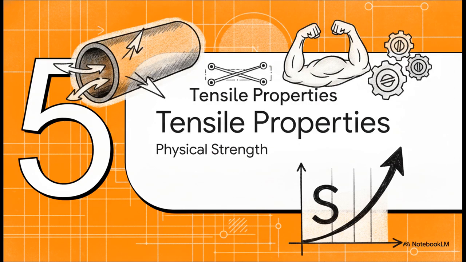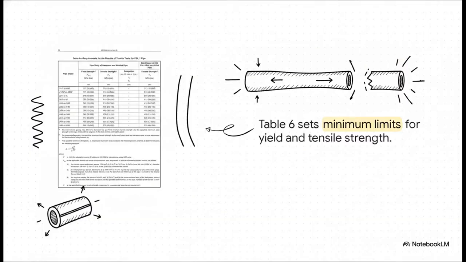Finally, Chapter 5. Tensile Properties and Strength. This outlines the ultimate pass or fail test for these pipes. To meet the standard, a sample of the pipe body and the weld seam is physically pulled apart. The standard sets the absolute minimums for yield strength, which is the exact point where the steel permanently deforms, and tensile strength, which is the point where the steel literally snaps and breaks.